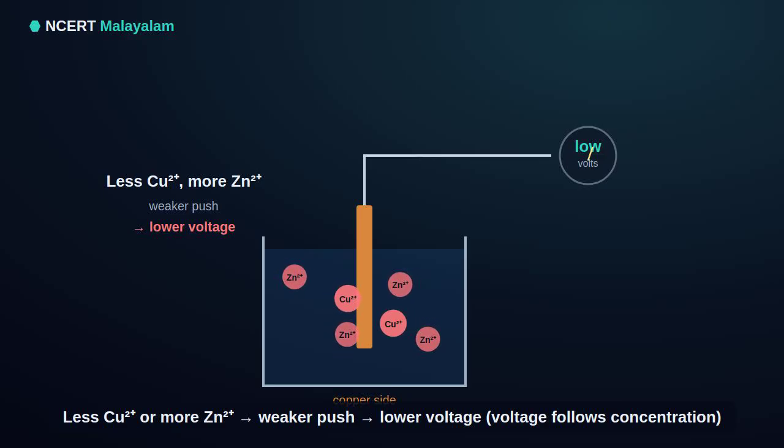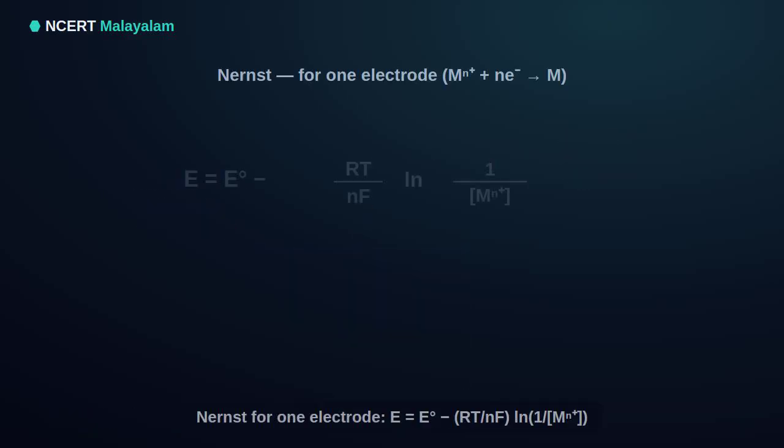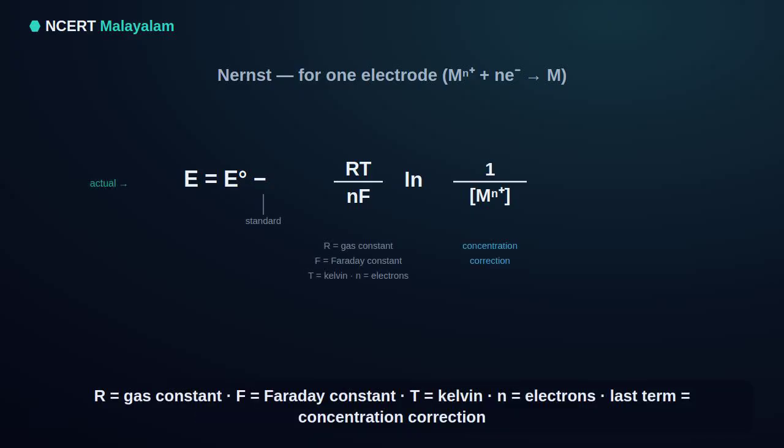Voltage follows the concentration. For a single electrode, where a metal ion takes electrons to become the metal, the Nernst equation is E equals E standard minus RT over nF times the natural log of 1 over the metal ion concentration. Here R is the gas constant, F is the Faraday constant, T is the temperature in Kelvin, n is the number of electrons, and the last term is the concentration correction.